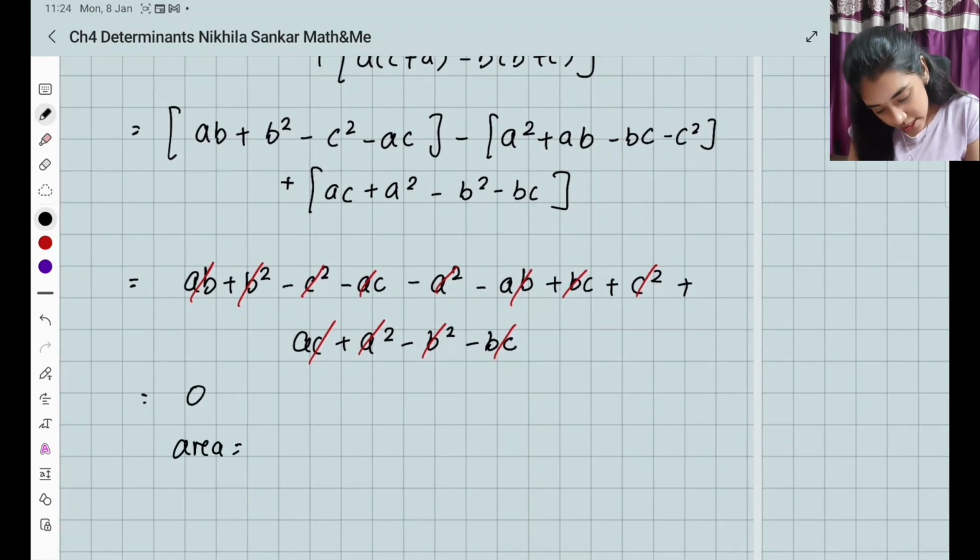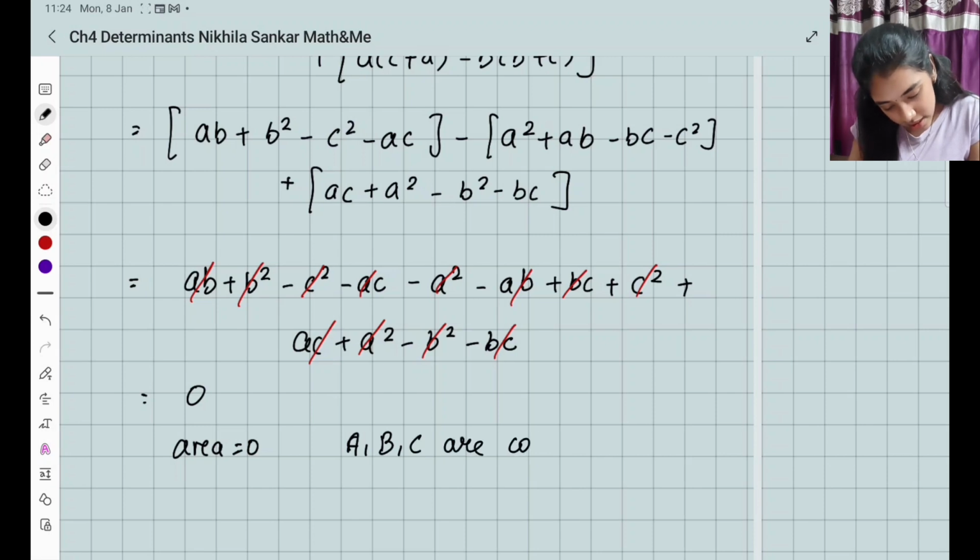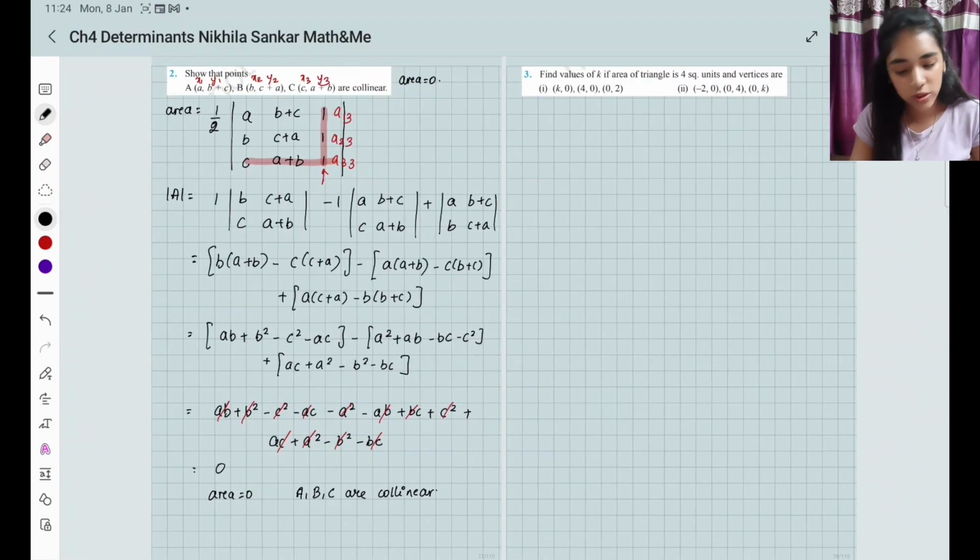If area equals 0, then A, B, C, the points are collinear. Okay, so இந்த மாதிரி determinant வச்சும் ஈஸியா நம்ம சால்வ் பண்ணலாம், collinearனு சொல்லிடலாம். Okay, please copy.